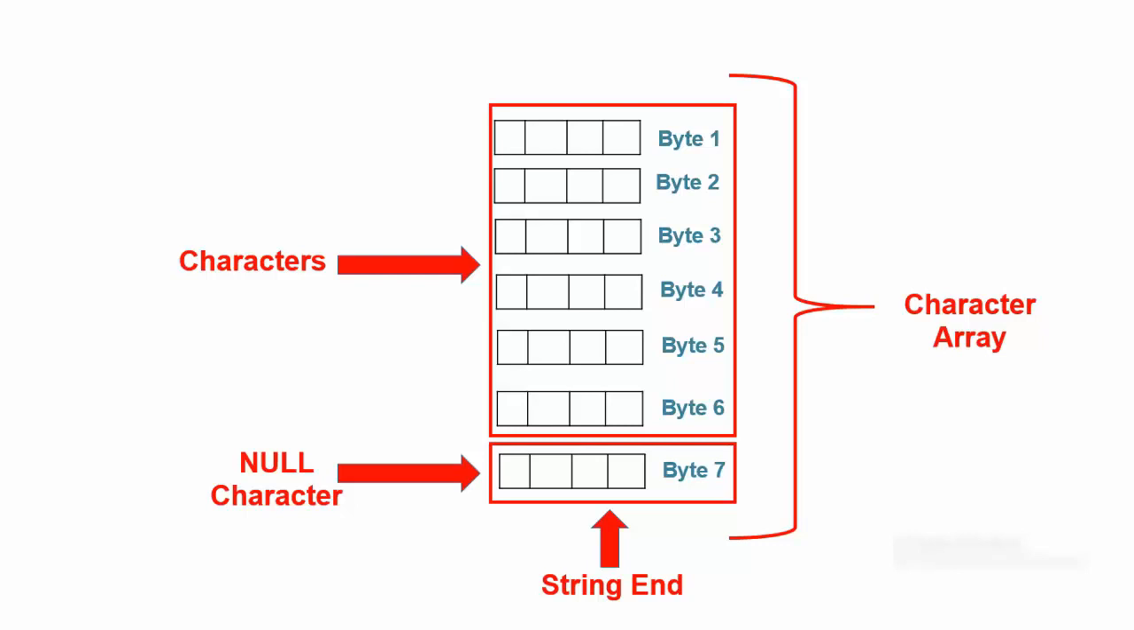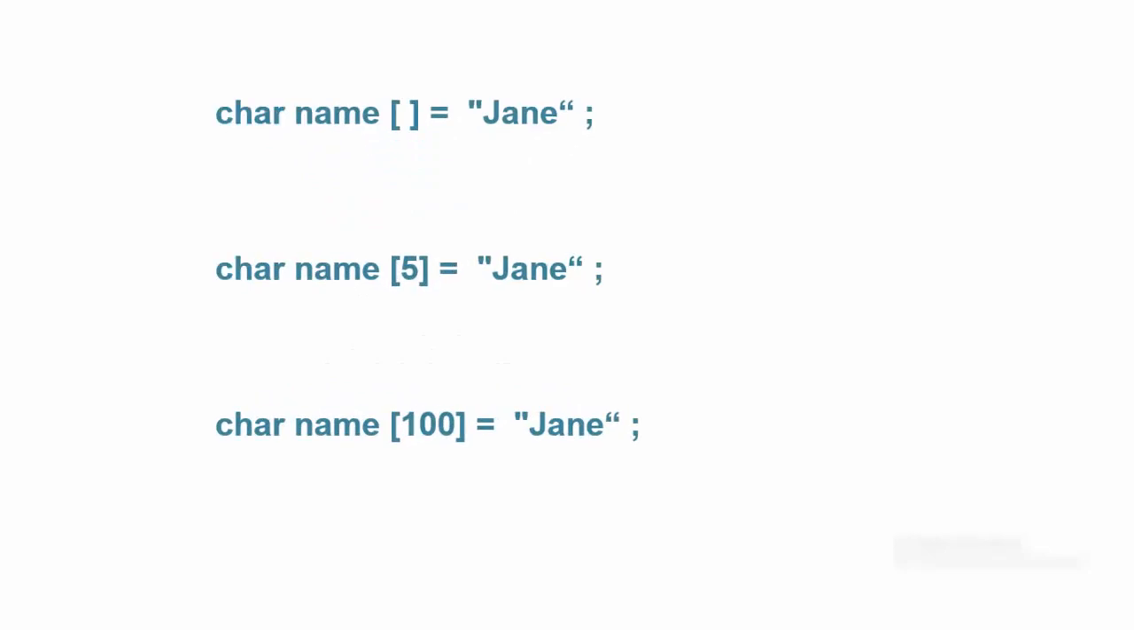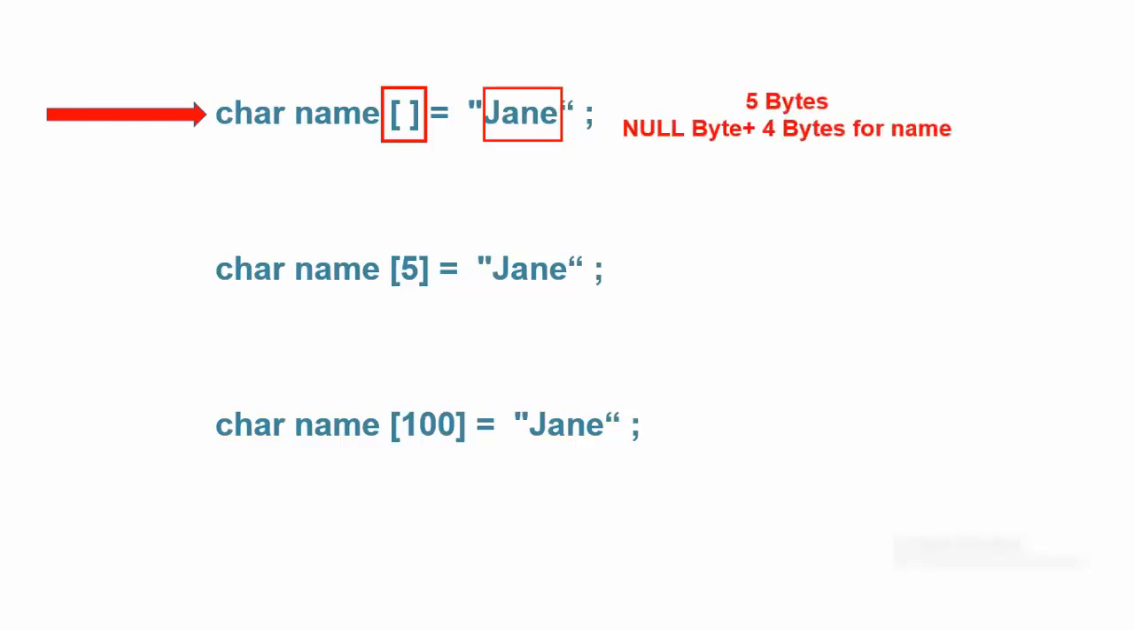For example, all of the following are valid ways to define and initialize a string variable using a character array. Let's discuss these examples. In the first example, as no size is given in square brackets, the compiler figures out how many bytes of storage are needed. Because the name Jane has 4 characters, it will set aside 5 bytes of storage to make sure there is enough space for the name plus the null termination character.